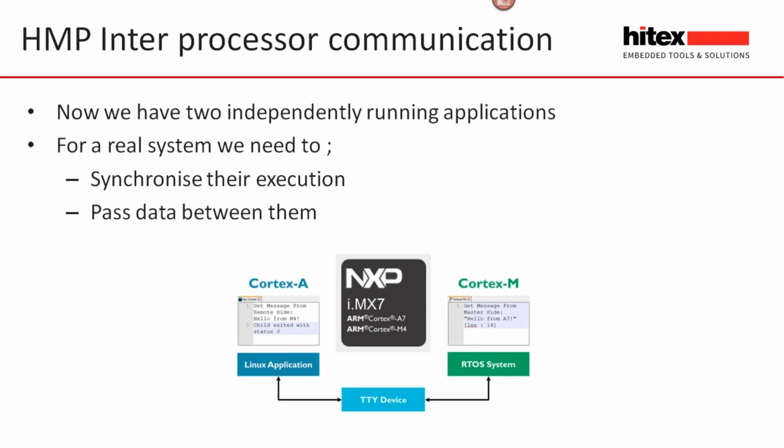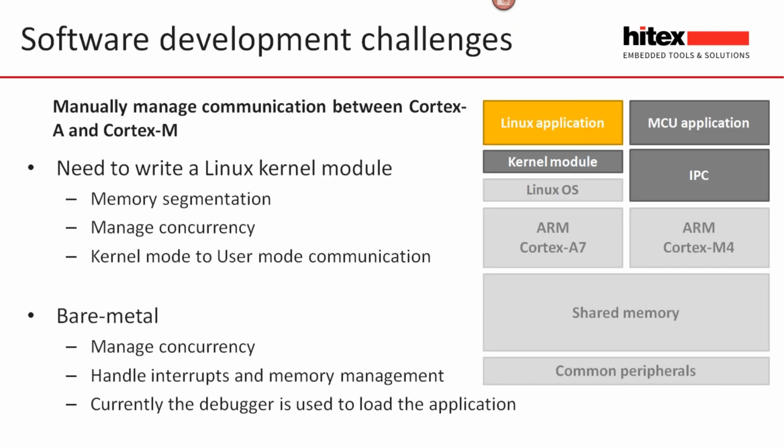So now we have these two independent, freely running applications. So our next challenge is to connect them together so we can get some inter-processor communication and build up an effective application. So we need to synchronize our execution, and we also need to pass data between the two processors.